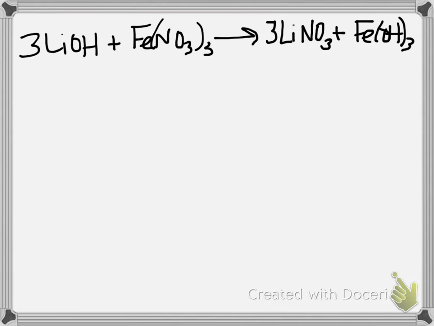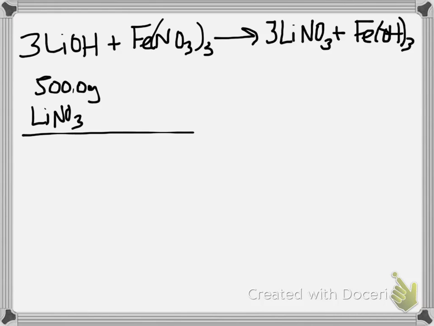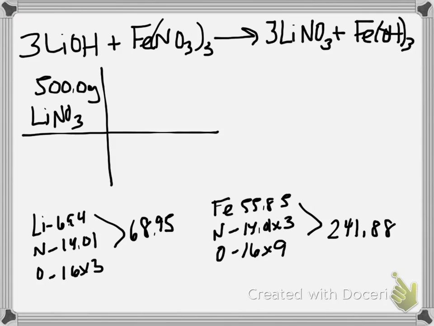Okay, so number 3, if you needed to produce 500 grams of lithium nitrate according to the reaction above, what mass of iron 3 nitrate do you need? So our given, and this one is mass to mass, we're going the whole way through, 500 grams of lithium nitrate. And so we know that we're going to need the mass of both the lithium nitrate and the iron nitrate. Okay, so we have our masses for the 2 compounds that we're working with here.